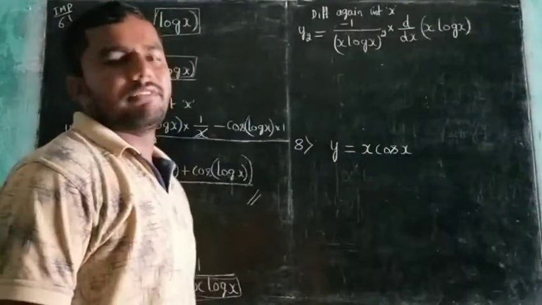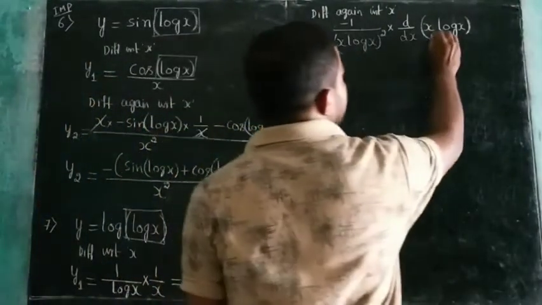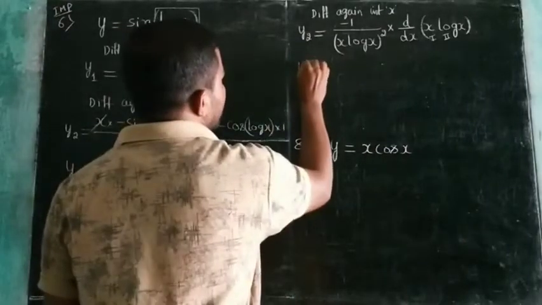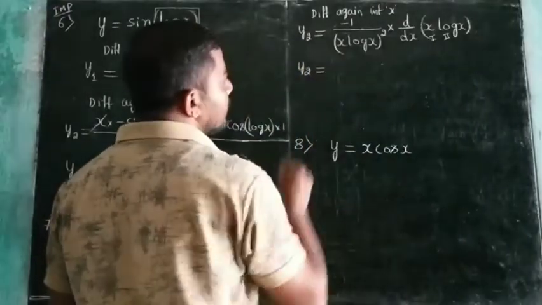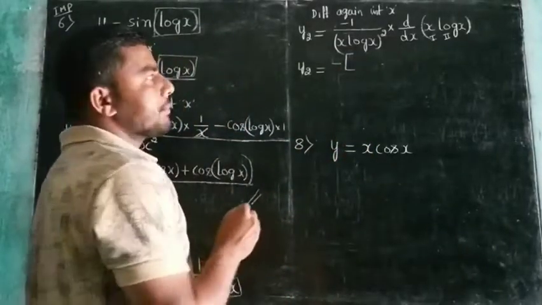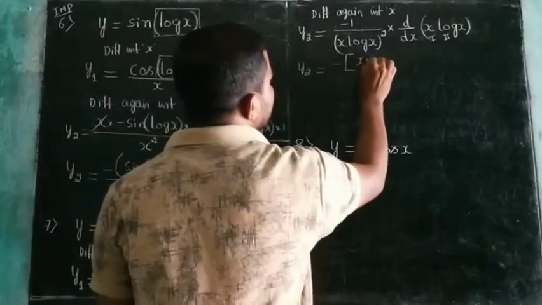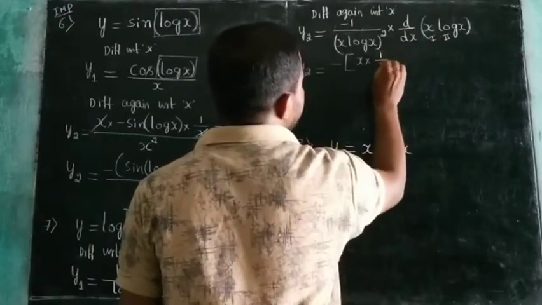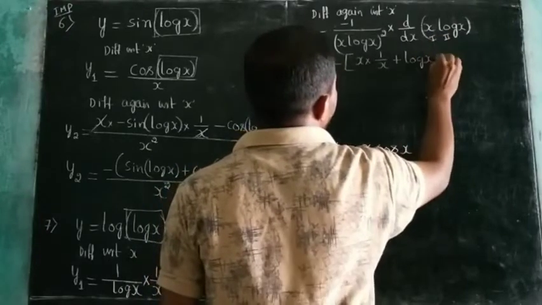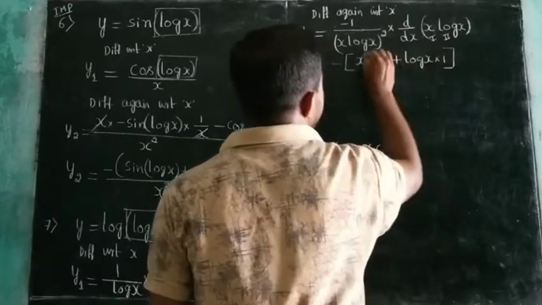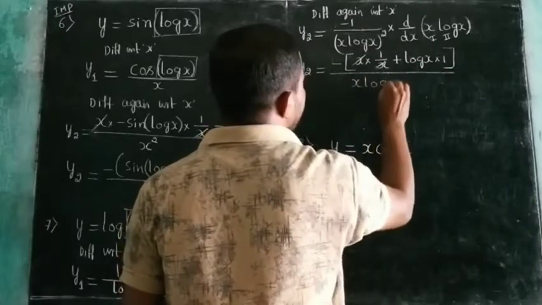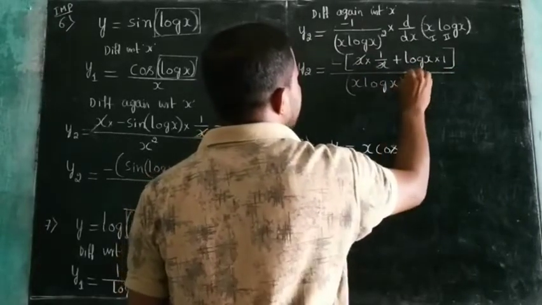We want the derivative of x log x. So by using the product rule, write the derivative of x log x, that is y2 is equal to, the numerator minus is there, take minus as it is and use the product rule: x into the derivative of log x is 1 by x, plus take log x as it is, the derivative of x is 1. So here x are cancelled, divided by x log x whole square.